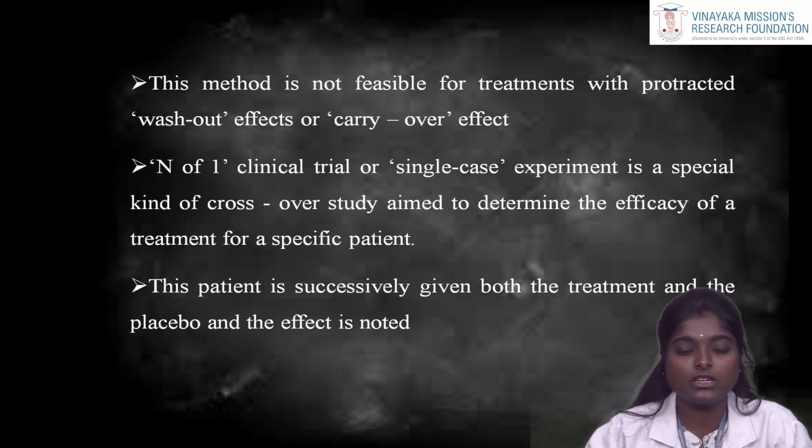and this patient is successively given both the treatment and the placebo and the effect is noted. So they will be, for example, group A and group B. Group A is given treatment A and group B is given treatment B, and over a period of time they are subjected for effect, and after that a given washout period of 1 week, for example. After this washout period, they are switched between the treatment, where group A will be given treatment B and group B will be given treatment A, and the effect will be noted. So this is a crossover trial.